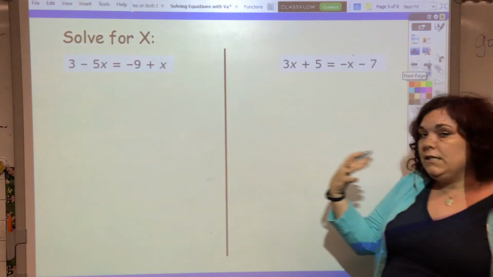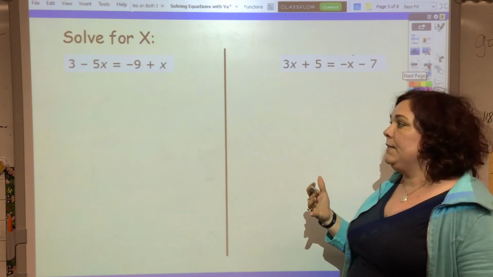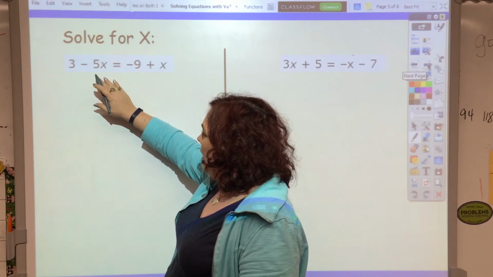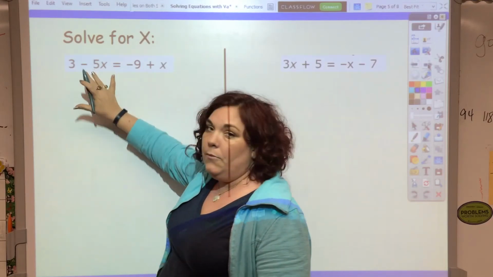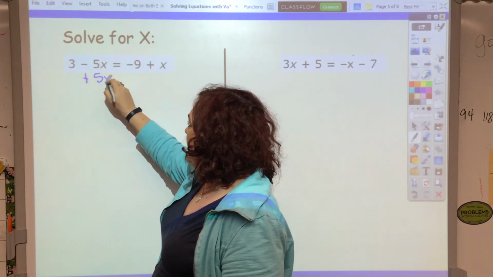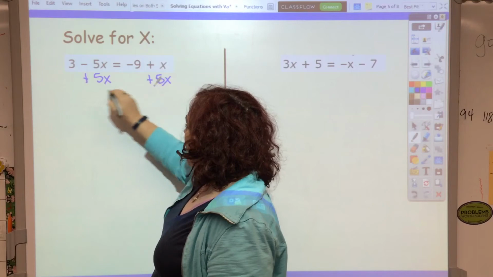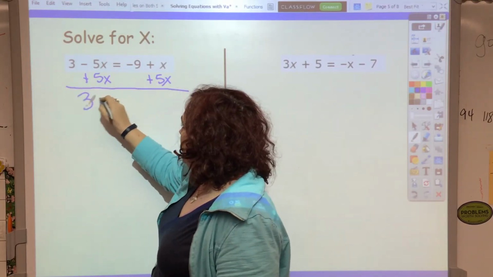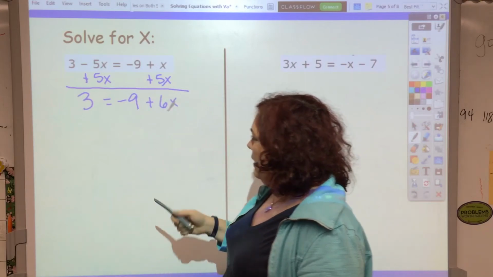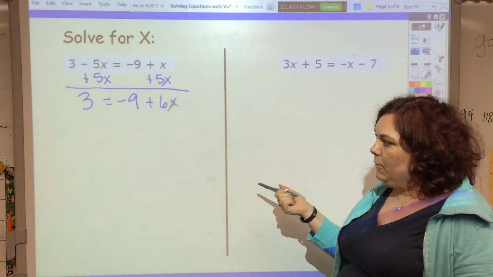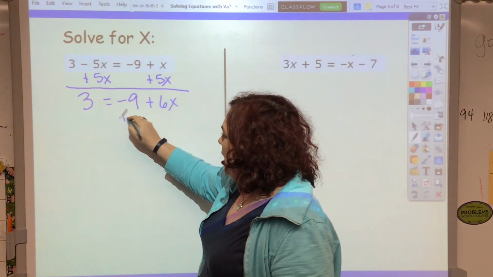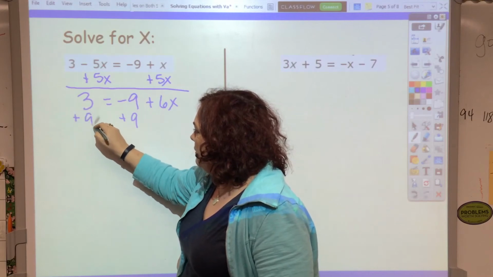So this is really putting together everything that you've learned about solving equations. So let's try this one. Okay, I can deal with the negative 5x by adding 5x to both sides. And that's what I'm going to do because I don't like negative variables. Equals plus 6x. And then now I've got a two-step equation. It's kind of written all backwards, but that's okay. So now I'm going to add 9 to both sides.